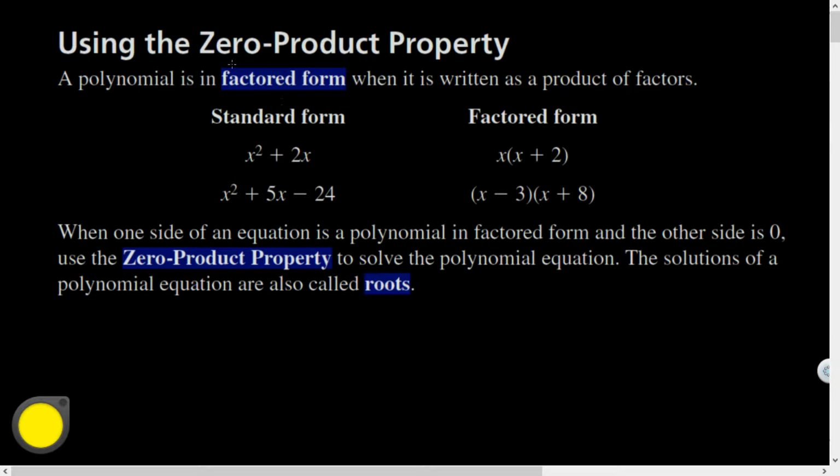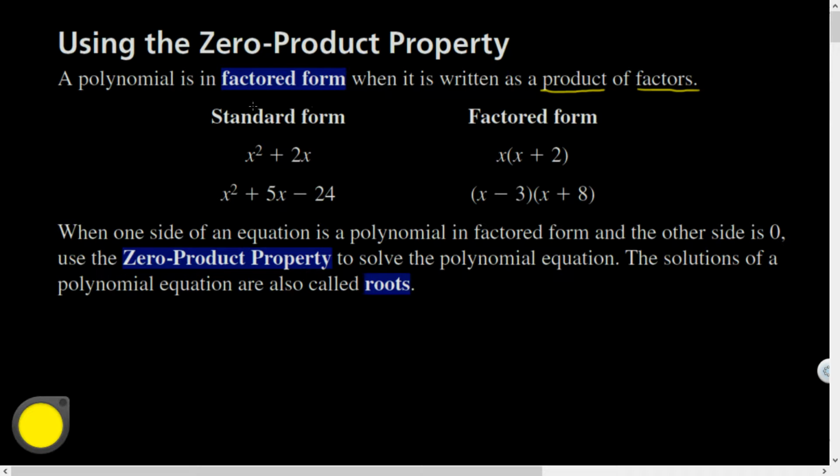So here we go. It says, using the zero product property. That's the big idea today. I'll show you what that is in a moment. But first, some definitions. A polynomial is in factored form when it is written as a product of factors. Product of factors. All right, we'll talk about fully factored later on in this chapter.